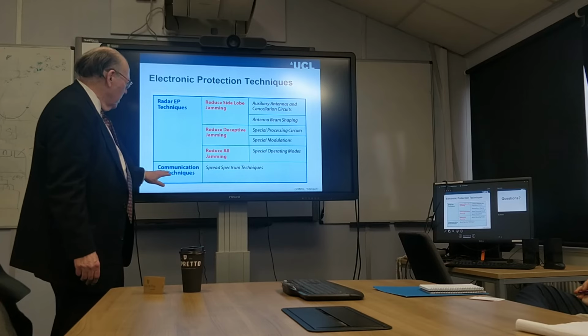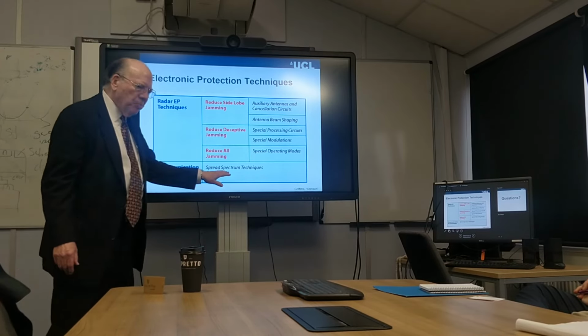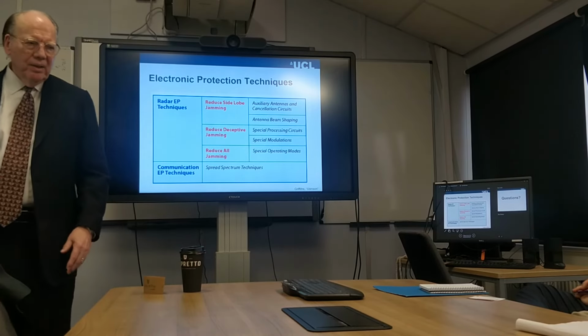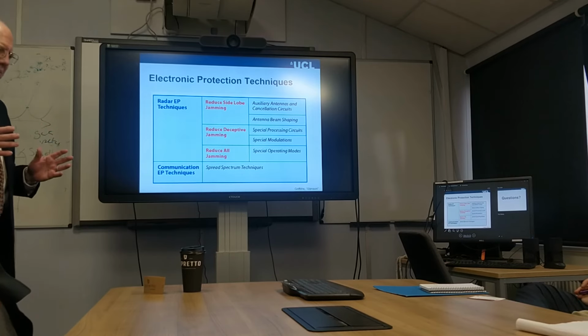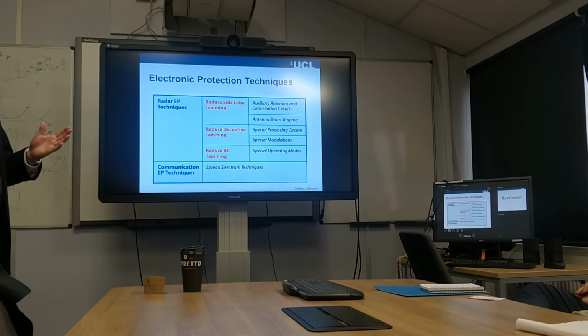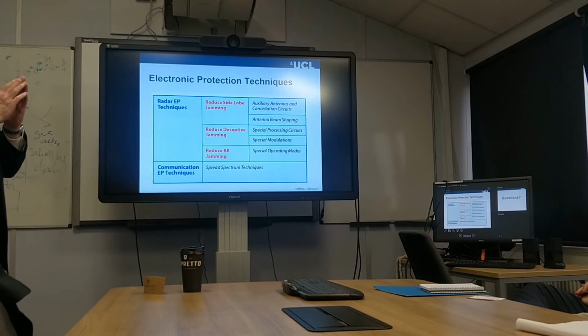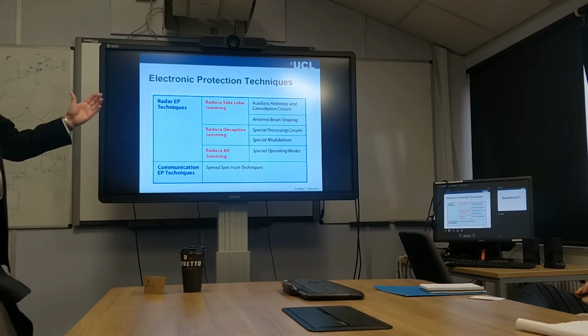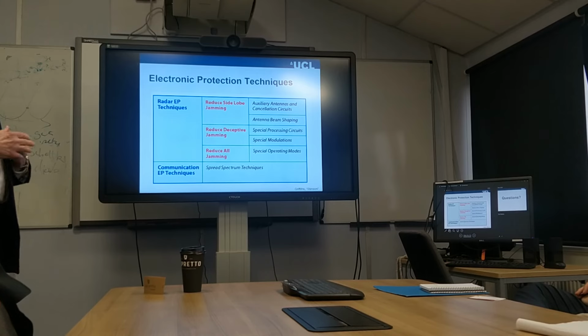Communications electronic protection techniques are primarily spread spectrum. And there are two types of spread spectrum generally. So-called direct sequence, where you take the information signal and spread it out over a very broad band. And then the other is frequency hopping, where you have a fairly narrow band signal, but you randomly hop it around.